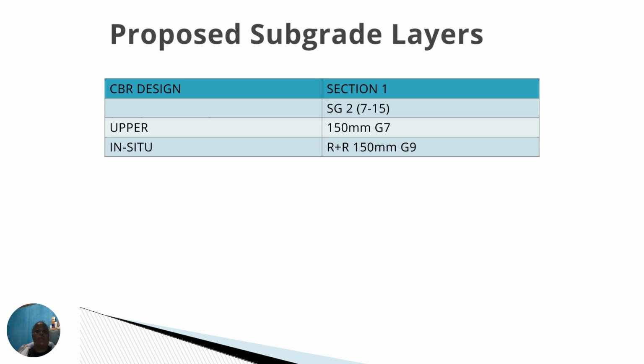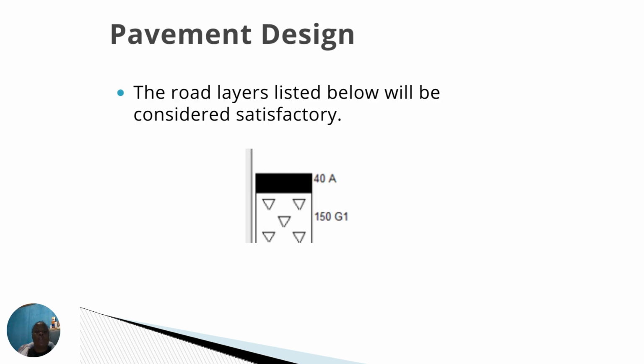Now the proposed subgrade layers. The CBR design falls within this range of the CBR table. For the pavement design, the road layers listed below will be considered satisfactory.